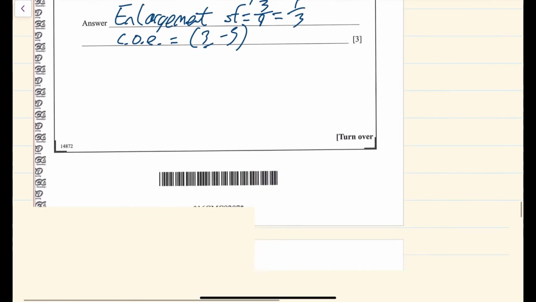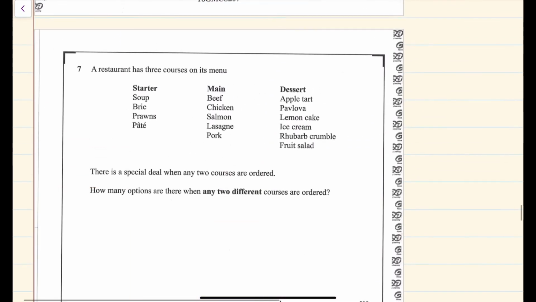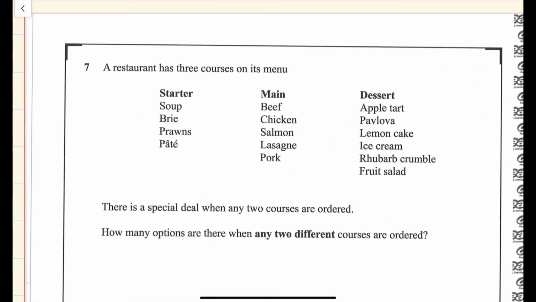Okay, question 7. What is this topic called? Counting, ways of counting, sure. Right, this is a restaurant that has 3 courses on its menu. You've got 4 options for a starter, 5 options for main, and 6 options for dessert. There's a special deal that any 2 courses are ordered. How many options are there when any 2 different courses are ordered?